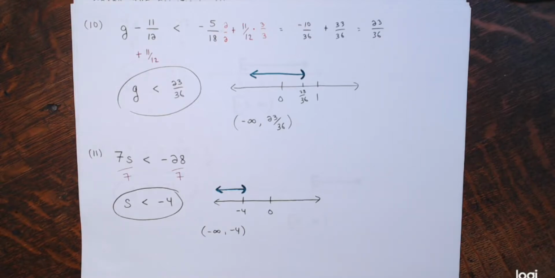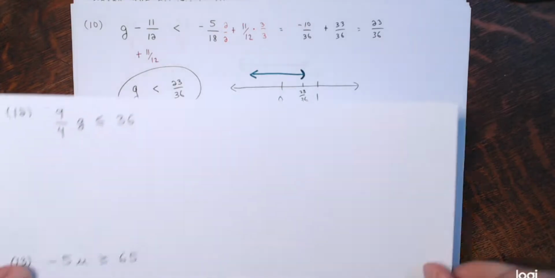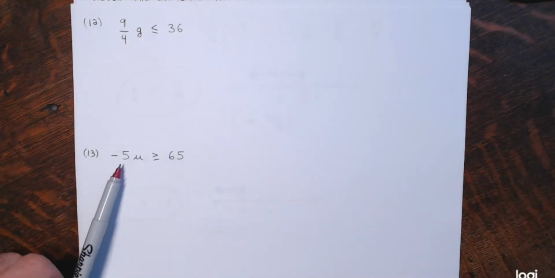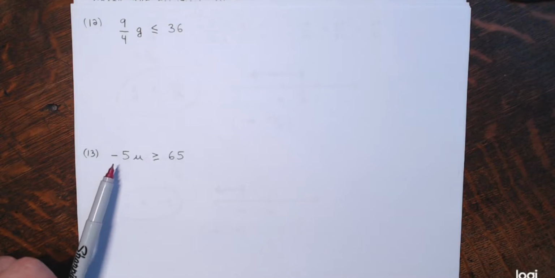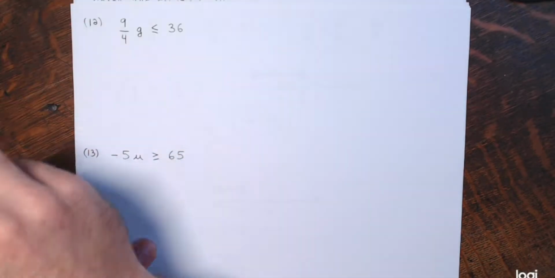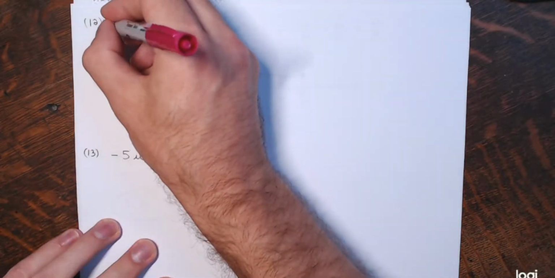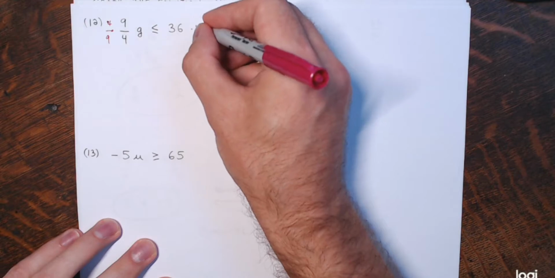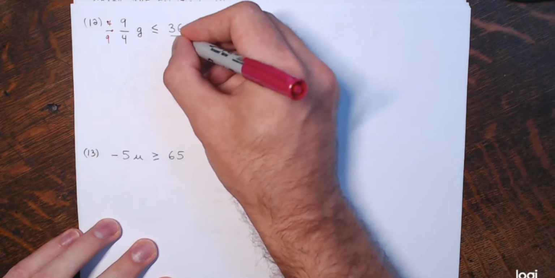All right, number 12, or example 12. Another one with a fraction. And maybe you can see, number 13 is one where I'll have to divide by a negative number. But for number 12, I'm going to multiply here by 4/9 on both sides. And think of 36 as 36 over 1.